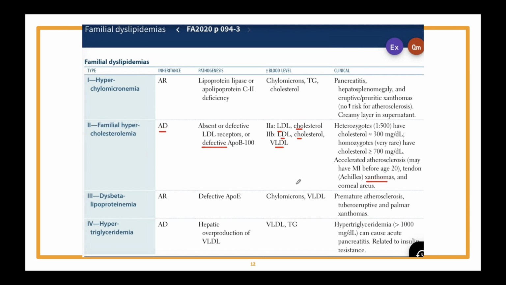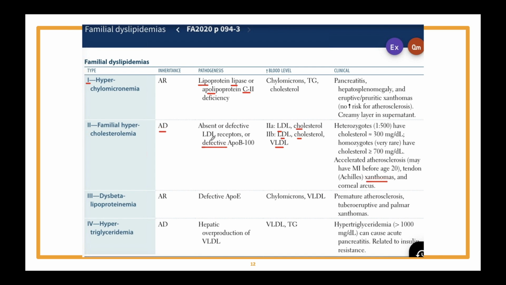We're going to stay on this table, and I'm going to read out some of the other answer choices, and then hopefully you will see what those would present with. Answer choice E was lipoprotein lipase, and answer choice C was apolipoprotein C2. As you can see, both of those are consistent with type 1, lipoprotein lipase deficiency or apolipoprotein C2 deficiency.